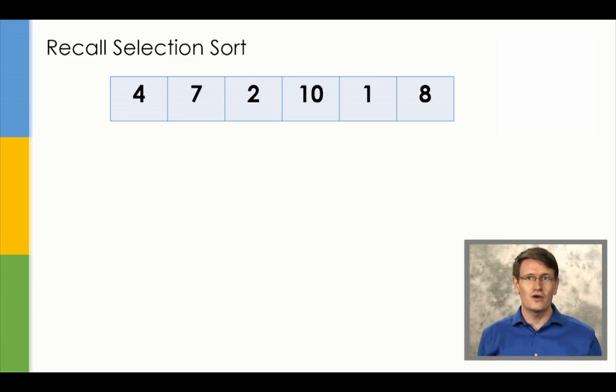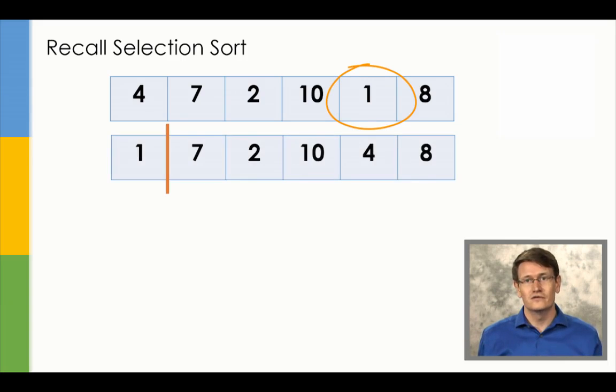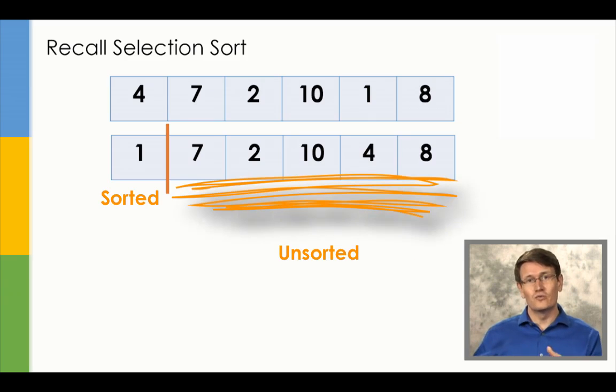What we have here is an array that's unsorted. The first step is going to be to find the smallest value in this array. So you're going to walk all the way through, look at 4, 7, 2, 10, 1, and 8, and figure out that 1's the smallest. And you'll put 1 at the start. You actually swap 1 and 4 in the process. So now you essentially have your sorted array on the left, and your unsorted array on the right.